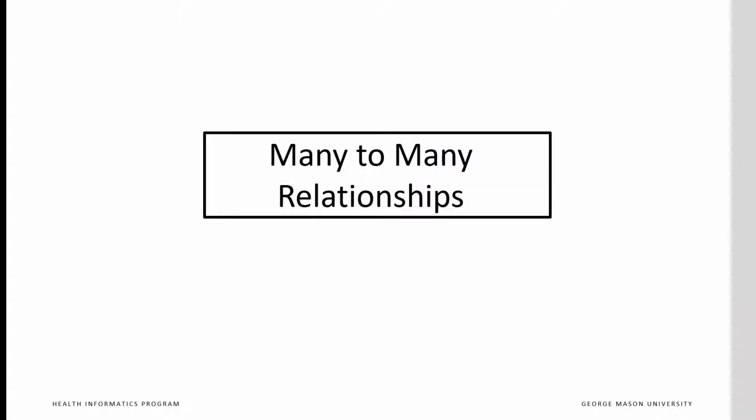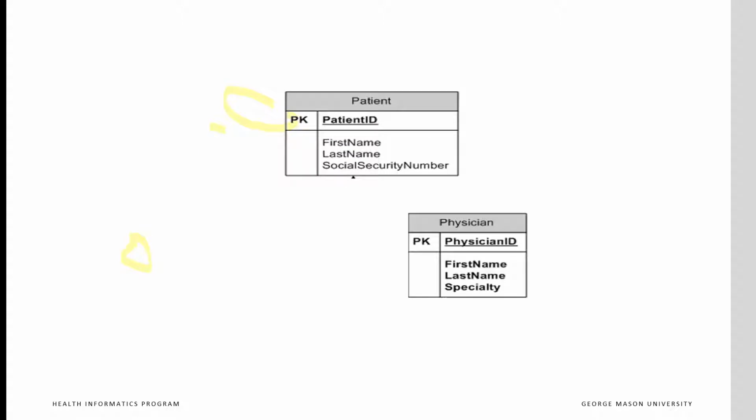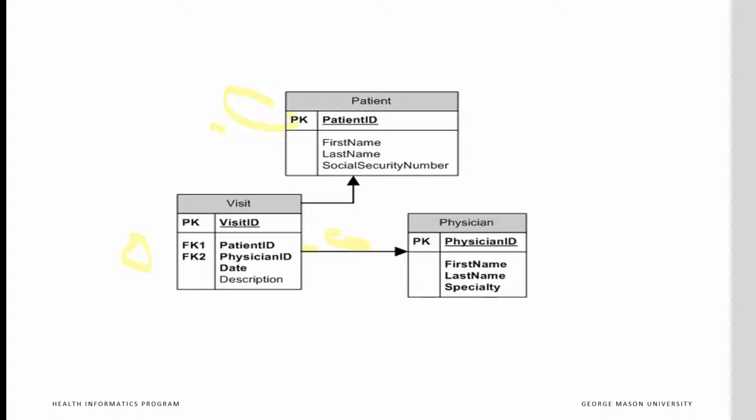Now for many-to-many relationships. Sometimes we have entities that have many-to-many relationships. In this design, patients can have many physicians and physicians can have many patients. It is not possible to indicate the many-to-many relationship with just foreign key in either table. The solution is to have a relationship table. It indicates the nature of the relationship in connecting many-to-many entities.